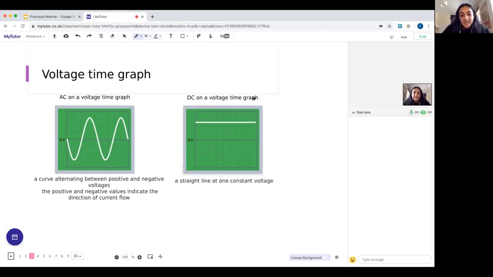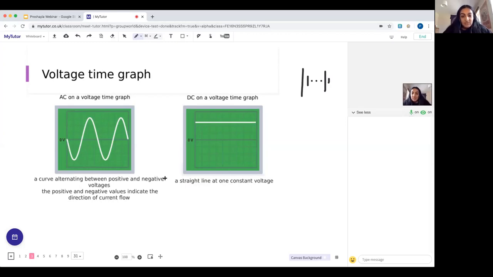Now, DC on a voltage-time graph is just a straight line, because DC only flows in one direction, which is the positive direction at one constant voltage. And this is what we see in the circuits that we use in GCSE questions. In school, your circuit has a cell or maybe a battery like this. That is DC. So DC is in batteries and cells.